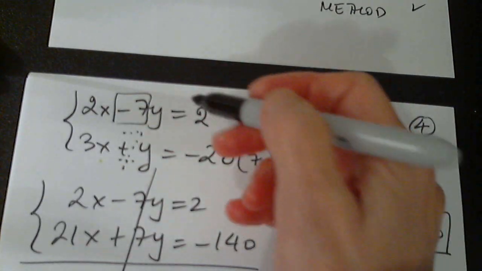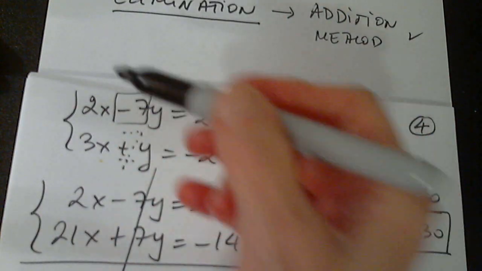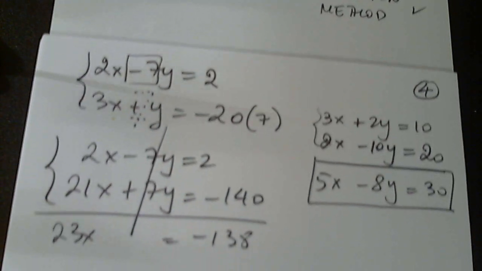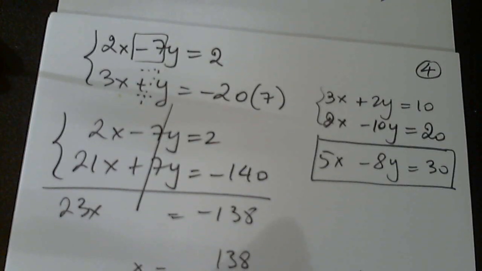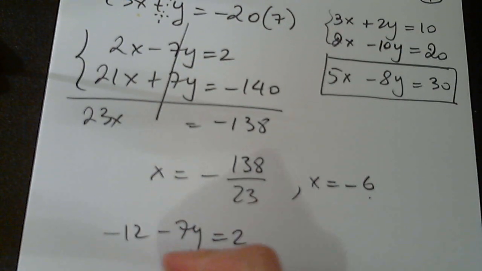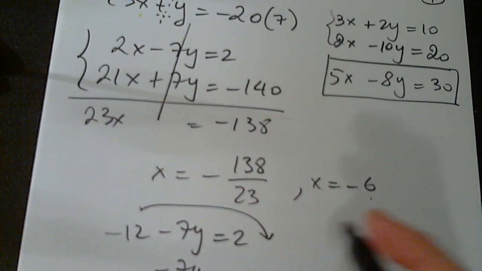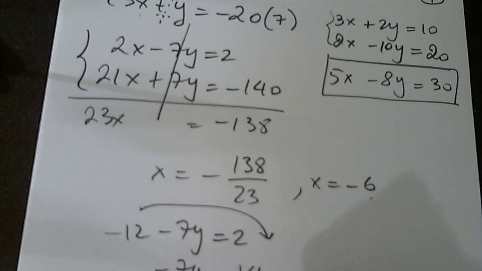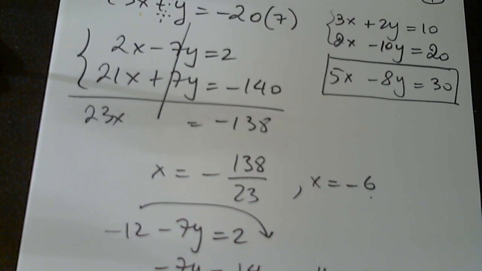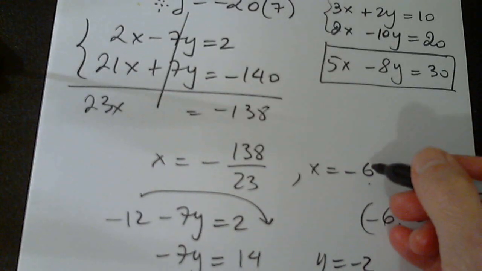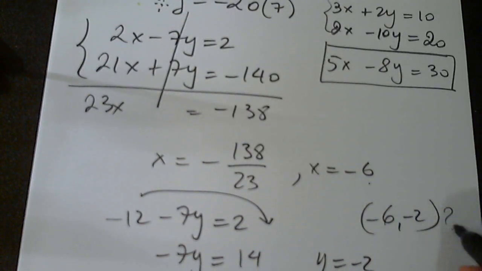I have to go back to any of the equations. It doesn't matter where. Replace x by negative 6. 2 times negative 6, negative 12, minus 7y equals 2. Negative 7y, we move 12 to the other side, it becomes positive. Divide both sides by negative 7, y equals negative 2. My claim is negative 6, negative 2. X is first, y is second. Is it true? I have no clue.